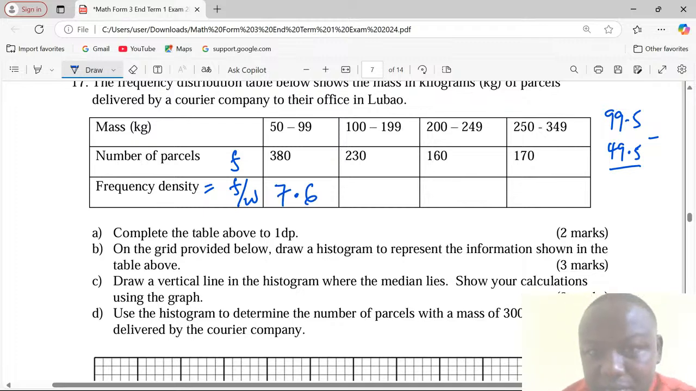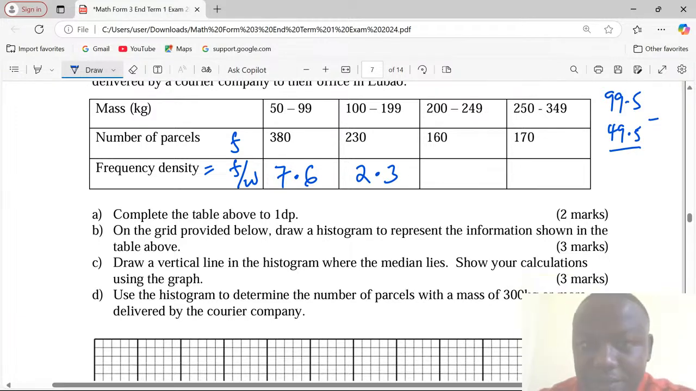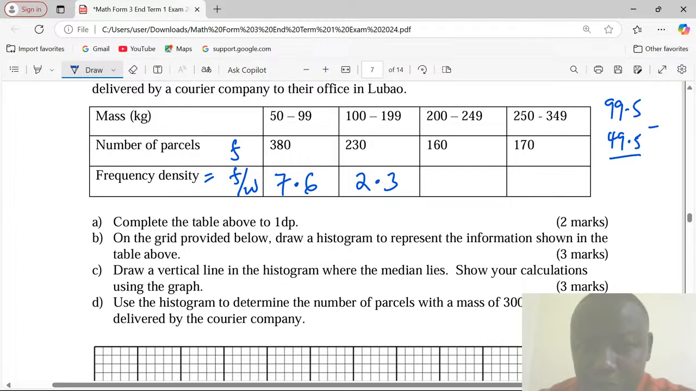The next one is going to be from 99.5, that is the lower boundary, all the way to 199.5, and that becomes 100. So the interval is 100. So we'll be taking 230 divided by 100, giving us 2.3. We're also having from 200 to 249.